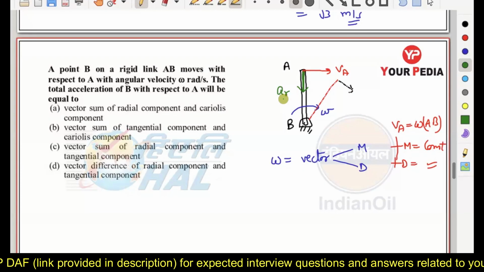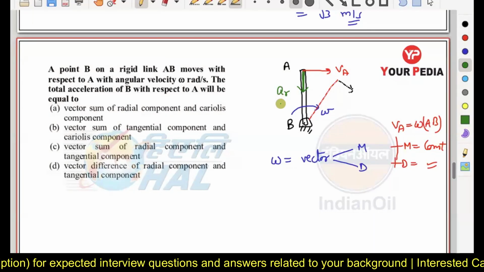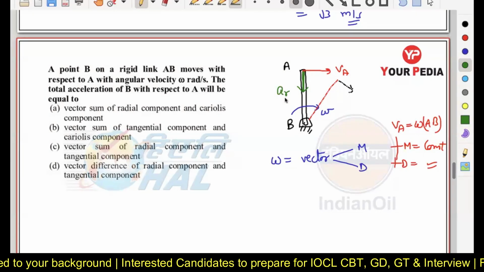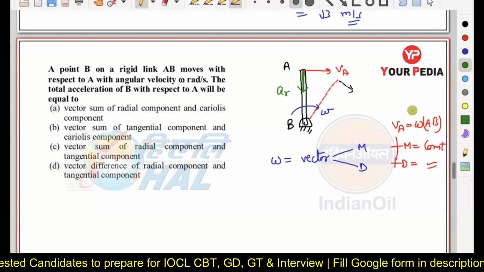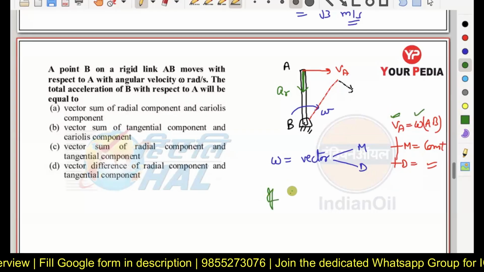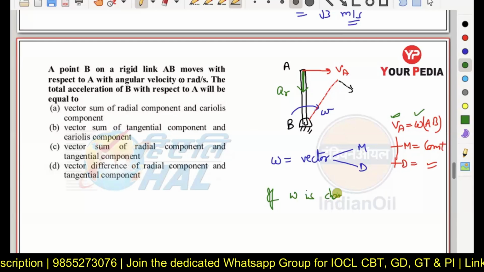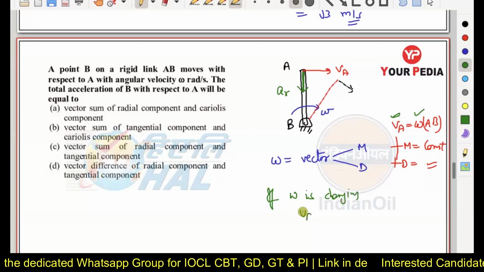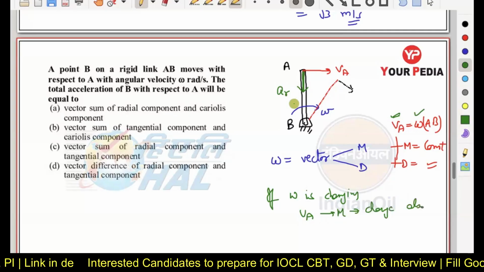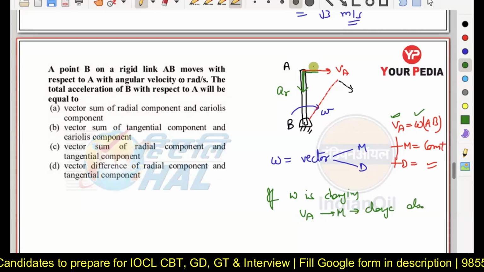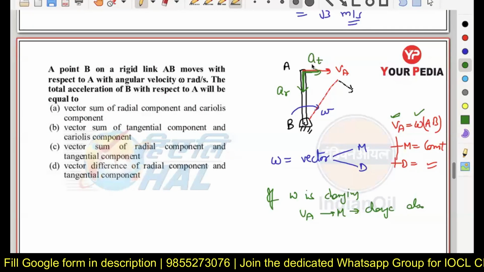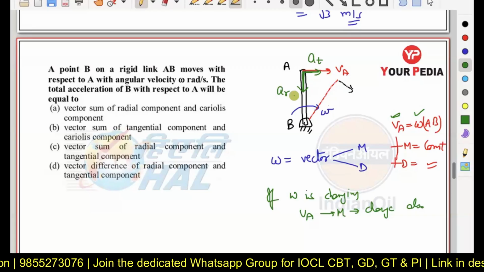And if omega is changing, for example during the starting of the motion or during the ending of the motion, omega may get reduced. If omega is changing, the velocity magnitude will also change. Due to the change in magnitude, we are going to experience the tangential acceleration. Tangential acceleration depends upon in which direction the angular acceleration is taking place.